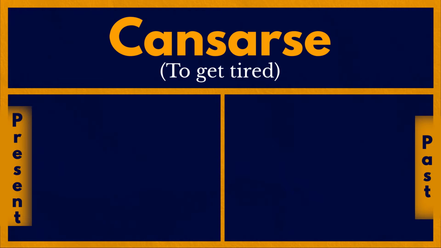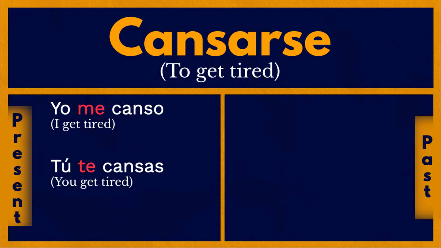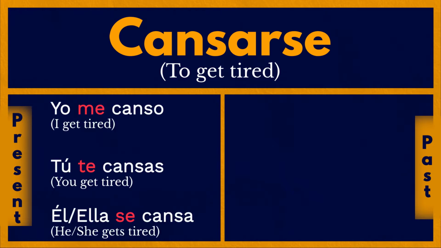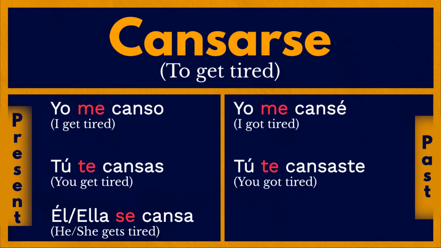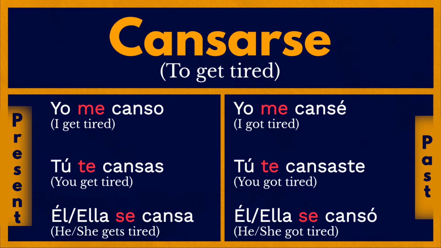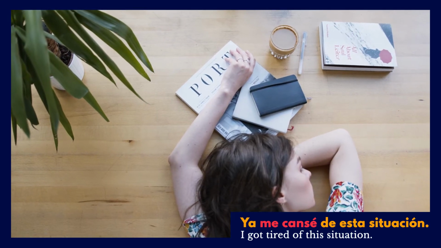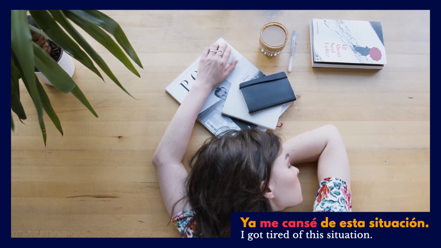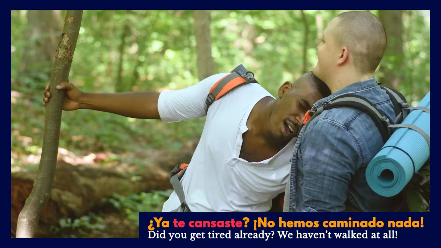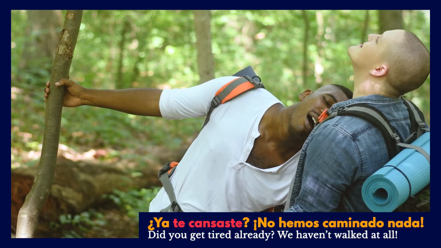In the present tense, yo me canso, tú te cansas, él o ella se cansa. In the past tense or preterite tense, yo me cansé, tú te cansaste, él o ella se cansó. Examples. Ya me cansé de esta situación. I got tired of this situation. ¿Ya te cansaste? No hemos caminado nada.